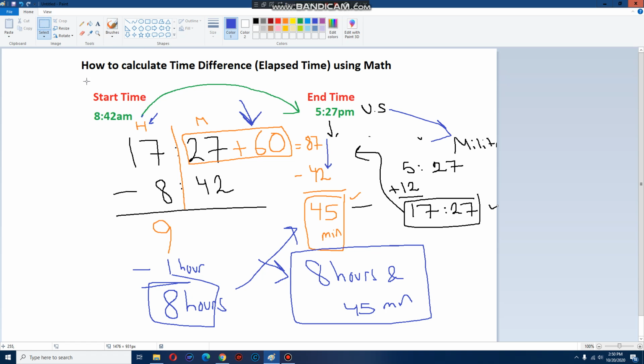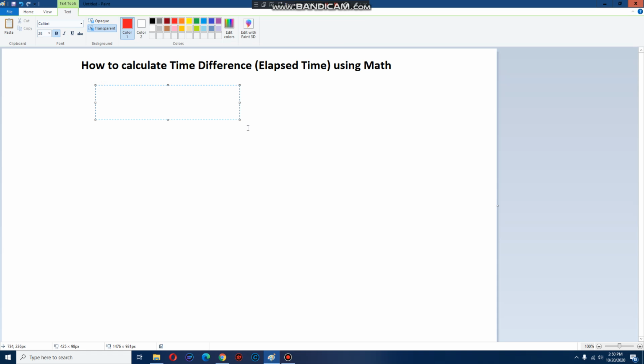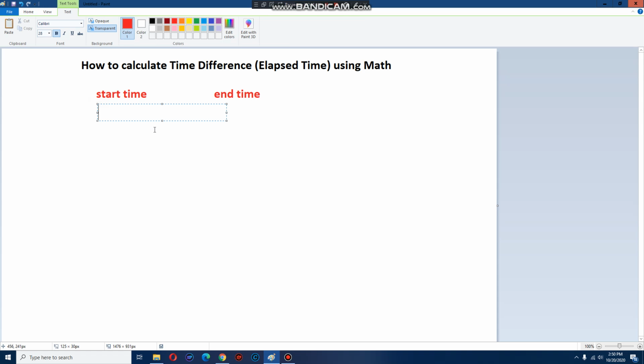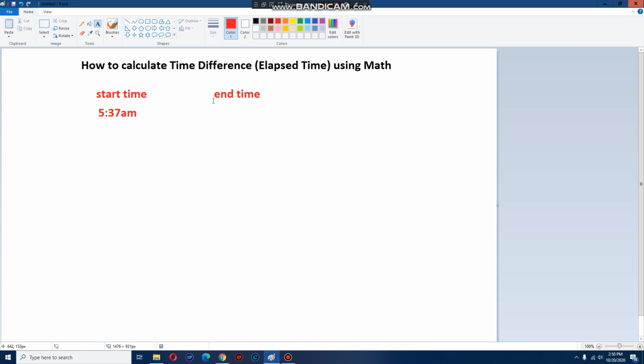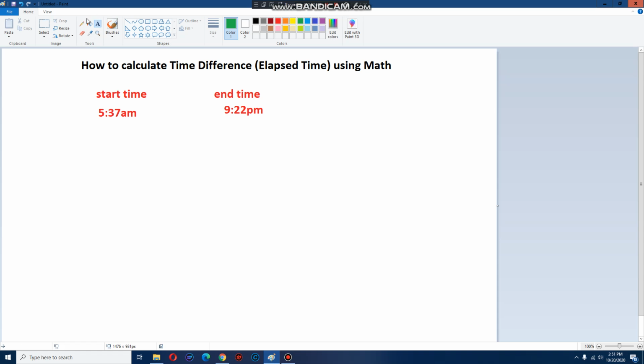Let me try one more problem with you, just to give you another idea. Again, I'm going to give you a start time and an end time. Let's say the start time is 5:37 a.m. in the morning, and the end time is 9:22 p.m. at night. Let's find out the time difference between these two times, from 5:37 to 9:22.